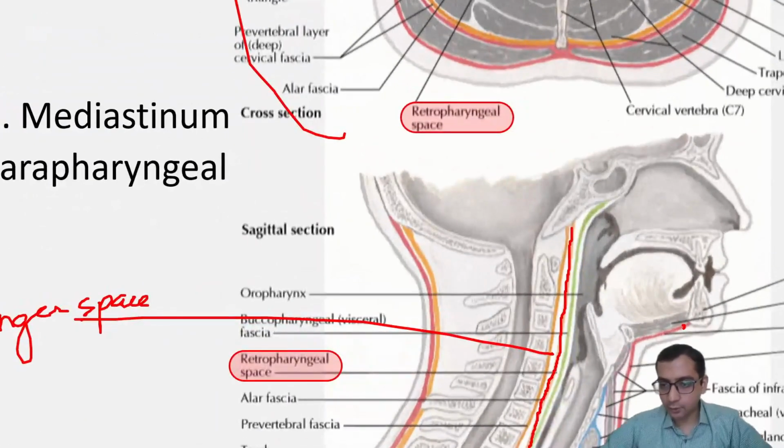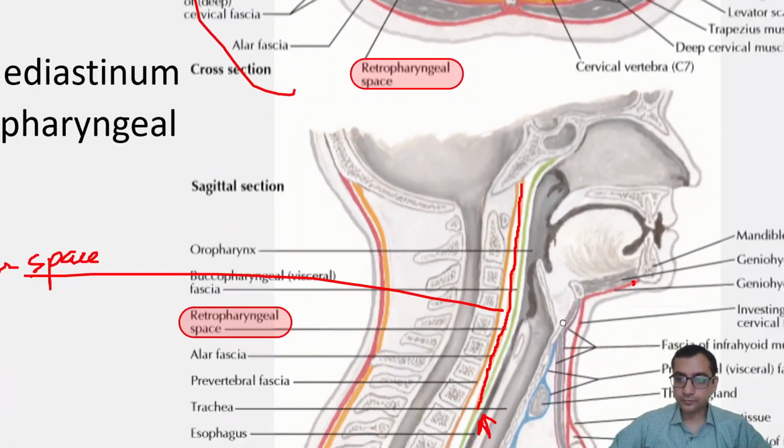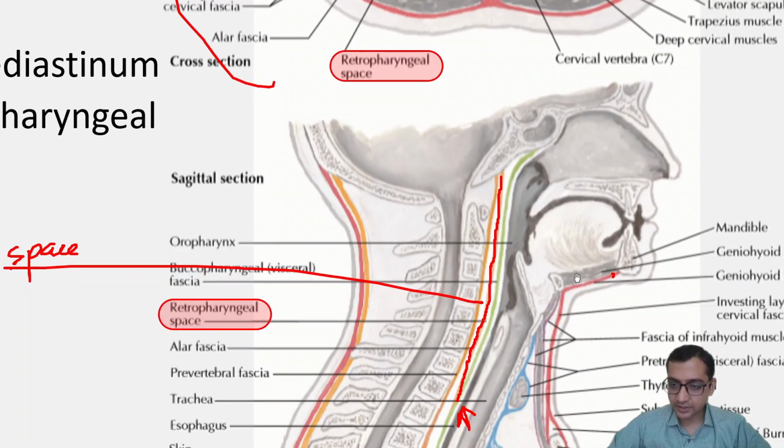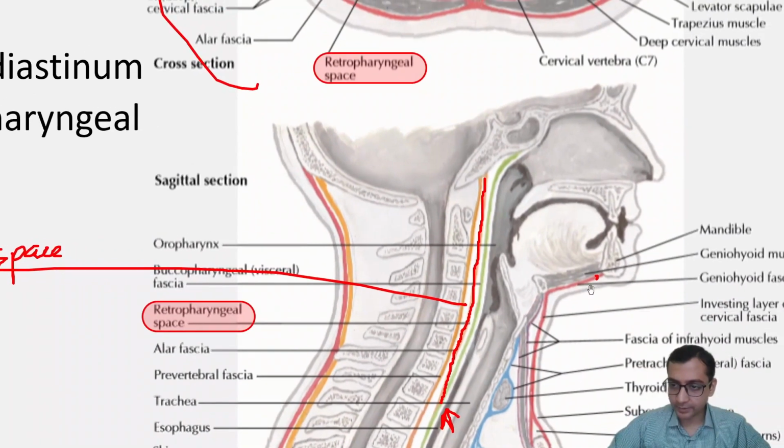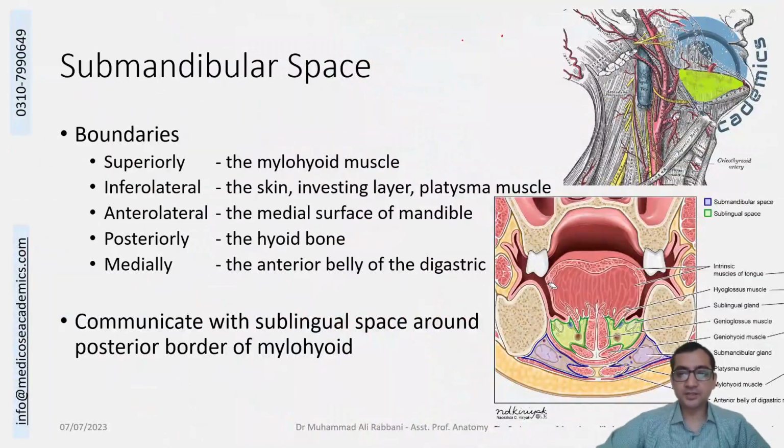Above, the upper and lower margins will include the mylohyoid muscle above, and below it will be the investing layer of deep cervical fascia. So this is the submandibular area. It is shown right here. Below is the investing layer, above is the mylohyoid. If you go all the way to the skin, you will go through the investing layer, superficial fascia, including the platysma, and you will go to the skin.